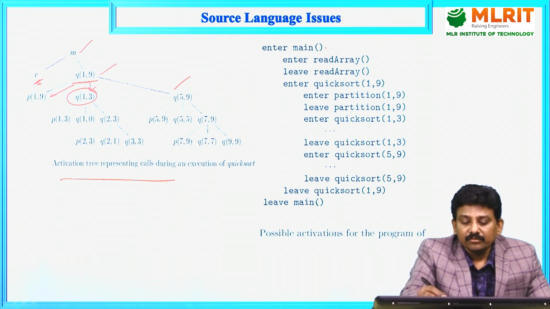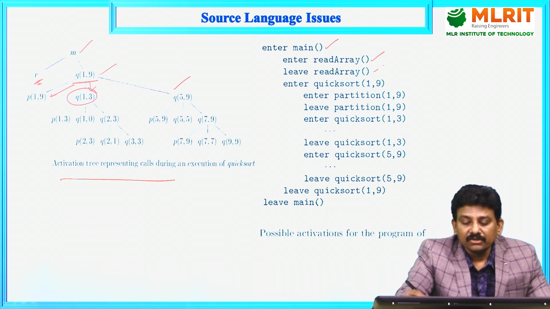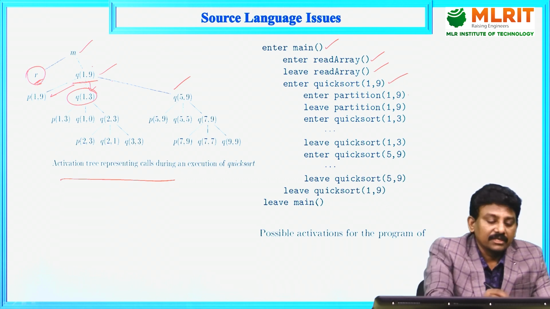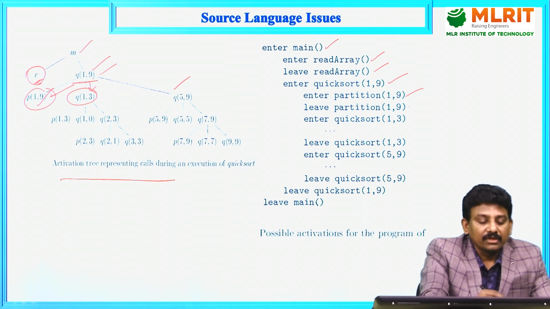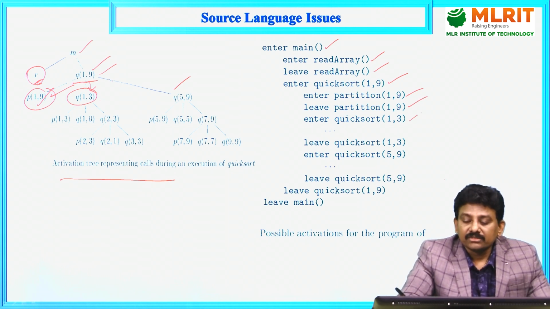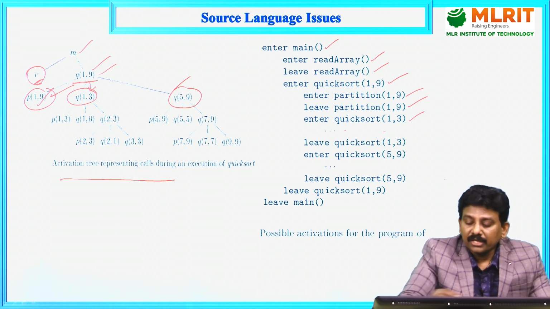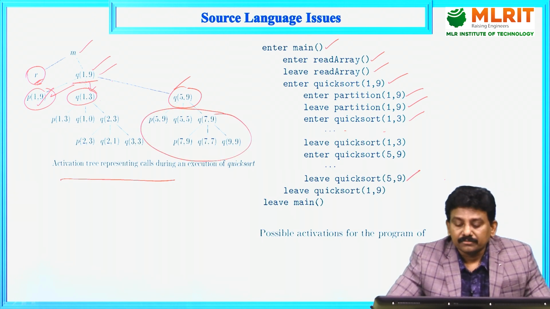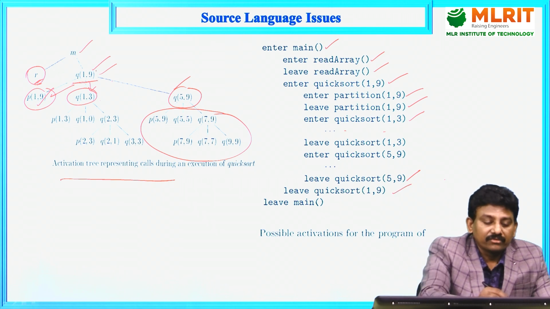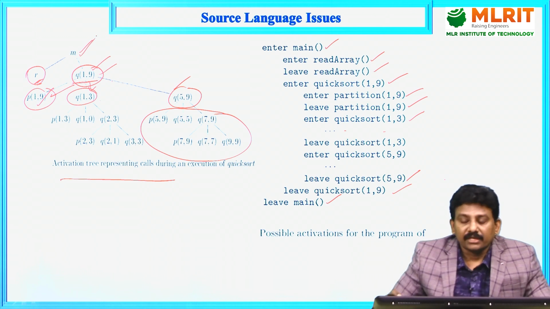First the activation of main will be entered, then enter read array, then leave read array. This will be completed. After that, enter quicksort, enter partition, leave partition. After partitioning only, we will go to q(1, 3). Then enter quicksort(1, 3), then leave, and this will continue. For example, q(5, 9) will leave after leaving all these nodes. Finally, quicksort(1, 9) will leave. Finally, the main activation will be ended.